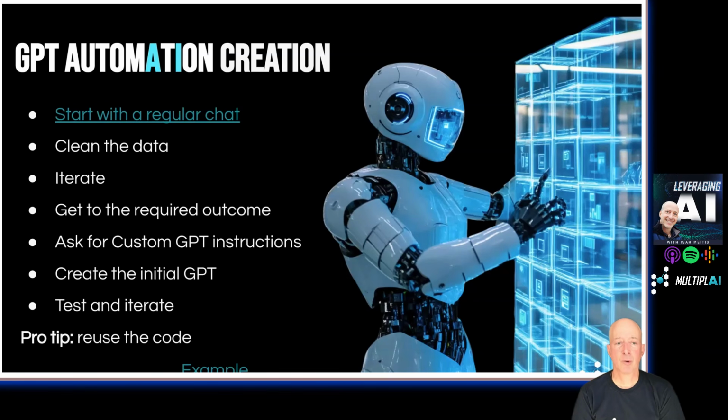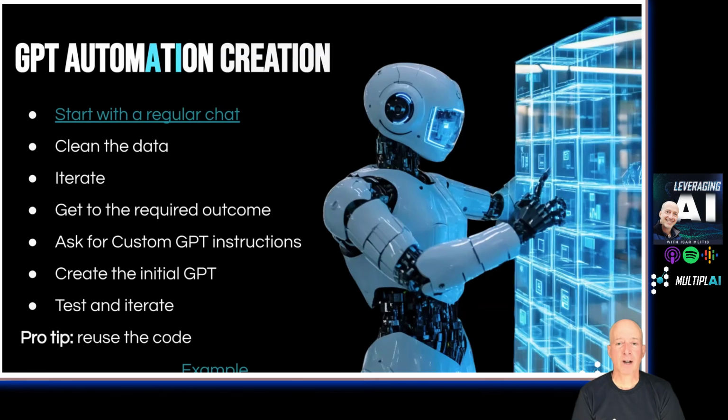So I clean the data, I bring it into the chat, and then in the regular chat, not inside trying to build an automation, I try to get to define the process in order to get the outcome. And I just iterate. I ask it, oh, I need to do this and that. And then it gives me an output. I say, oh, it's not what I meant. Let's try this. Let's try that until I get to the final output the way I want it.